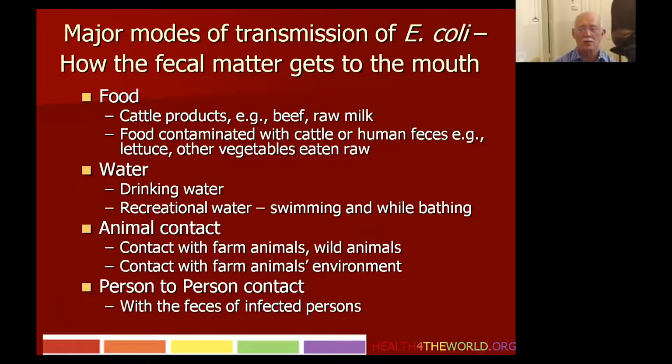It also happens with animal contact. Those persons who are in contact with farm animals or wild animals or their environment. And the most common is person-to-person contact, when the feces of an infected person contaminate the hands or fingers of a person and then pass into the mouth and are swallowed.